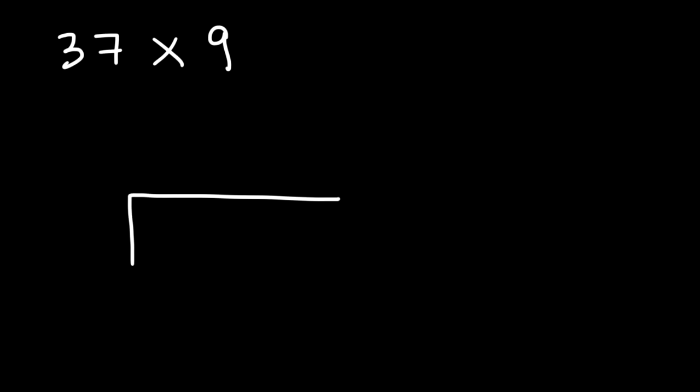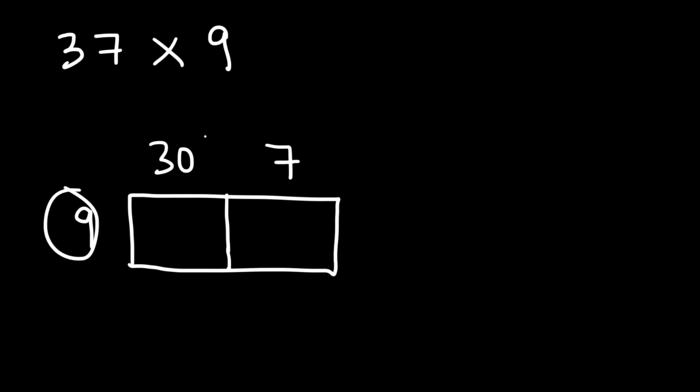Now, let's try another example. 37 times 9. Feel free to pause the video and work on this problem. So go ahead and use the area model multiplication to get the answer. So we need two boxes. I'm going to put the 9 on the left side. 37, we can write that as 30 plus 7.